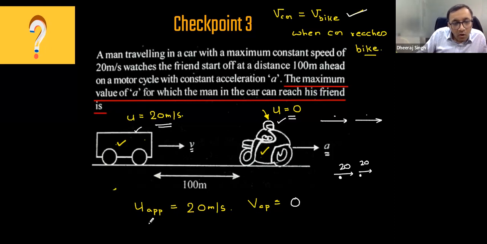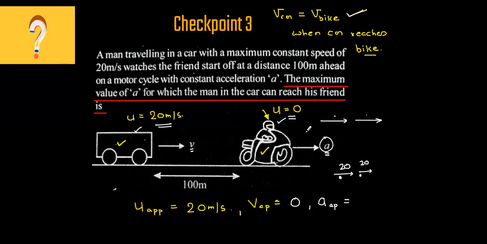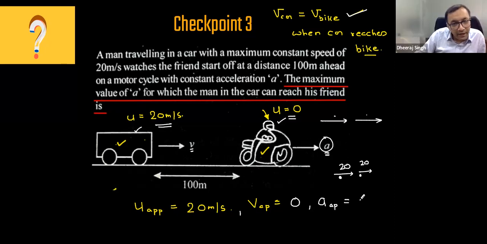Okay. Now, I want to find what is the value of A. So acceleration of approach should be what in terms of A? Is it plus A or minus A? Everyone, plus A or minus A? A is this way. So it is going away, right? So acceleration of approach is minus A. Okay. And distance of approach is what? How much distance they're approaching each other?